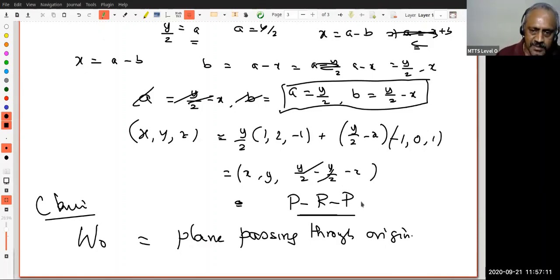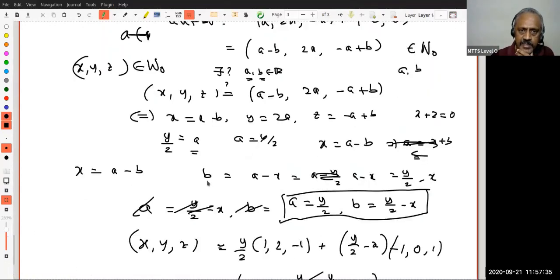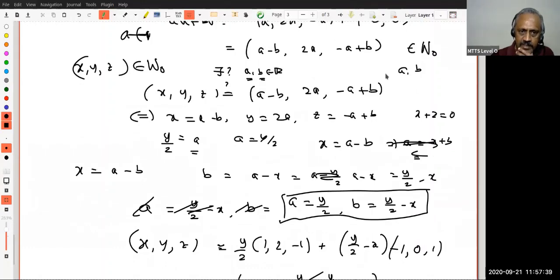You understand this? Okay, we suspect it is the plane given by the equation x plus z equal to 0. Do you guess why? Let's go back. If x, y, z is in W naught, then I found I can solve for a and b. Therefore, x, y, z can be written as a times u plus b times v. So I write that. Okay.